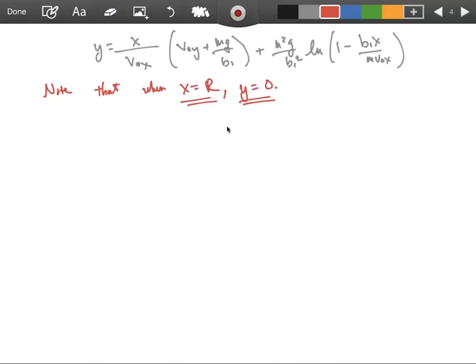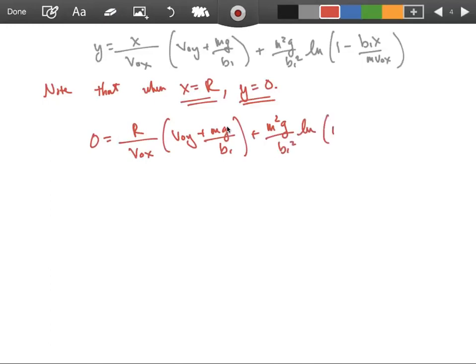Let's do that. So I get 0 then is going to be equal to r divided by the initial x times then the initial y plus mg divided by b1 plus m squared g divided by b1 squared times then the natural log of 1 minus b1 r divided by m times the initial x. I'm sorry, that should be r.